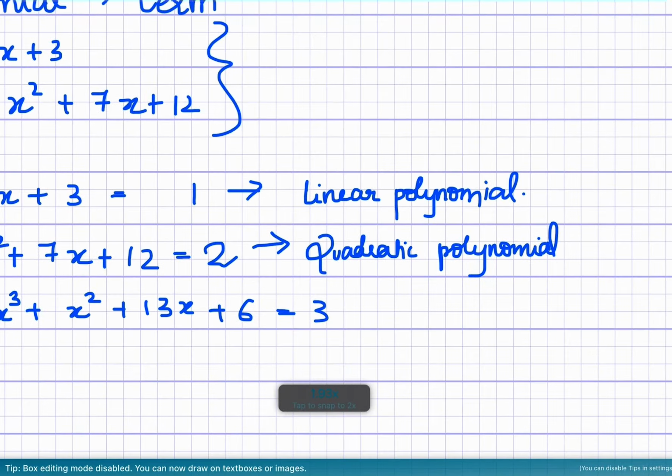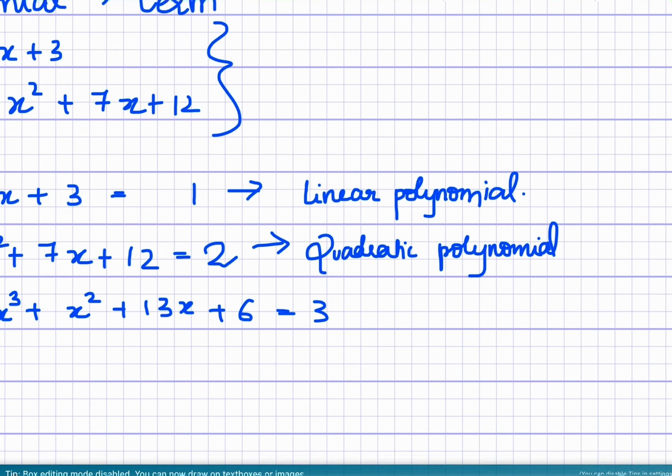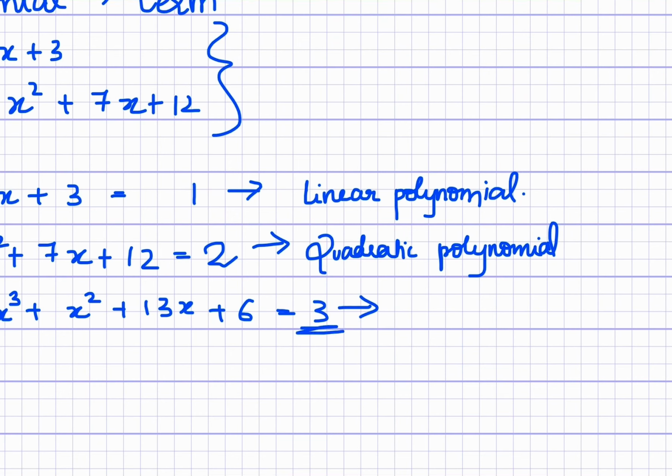Now in this one, what is the highest power of x? It is 3. So the degree of the polynomial is 3. So this is known as a cubic polynomial, that is, a polynomial of degree 3.